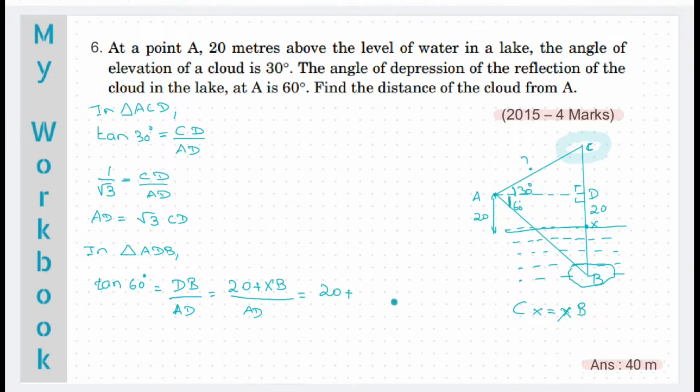So XB can be further written as CX divided by AD. Now CX is nothing but CD plus DX, which is CD plus 20. So I'm further dividing it as 20 plus CD divided by AD. So tan 60 is root 3 and we have 40 plus CD divided by AD. We already found AD as root 3 CD. So just substitute it. So we have an equation in terms of CD.